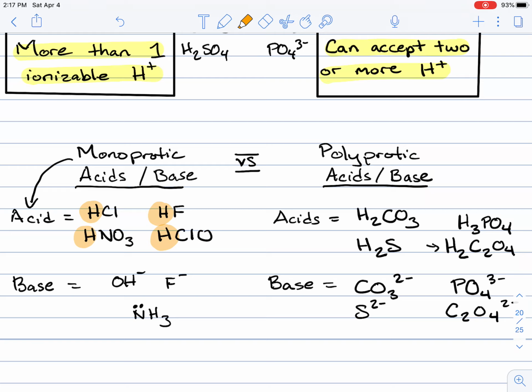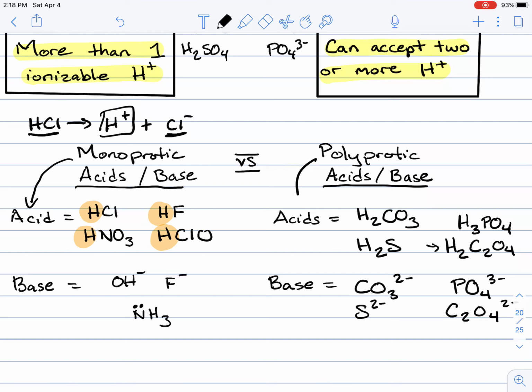What I mean by ionization is, for example, we have HCl. And when you place HCl in solution, this hydrogen ion is going to separate from the chloride ion. And since this chloride ion has no more hydrogens, this compound HCl can only ionize one time.